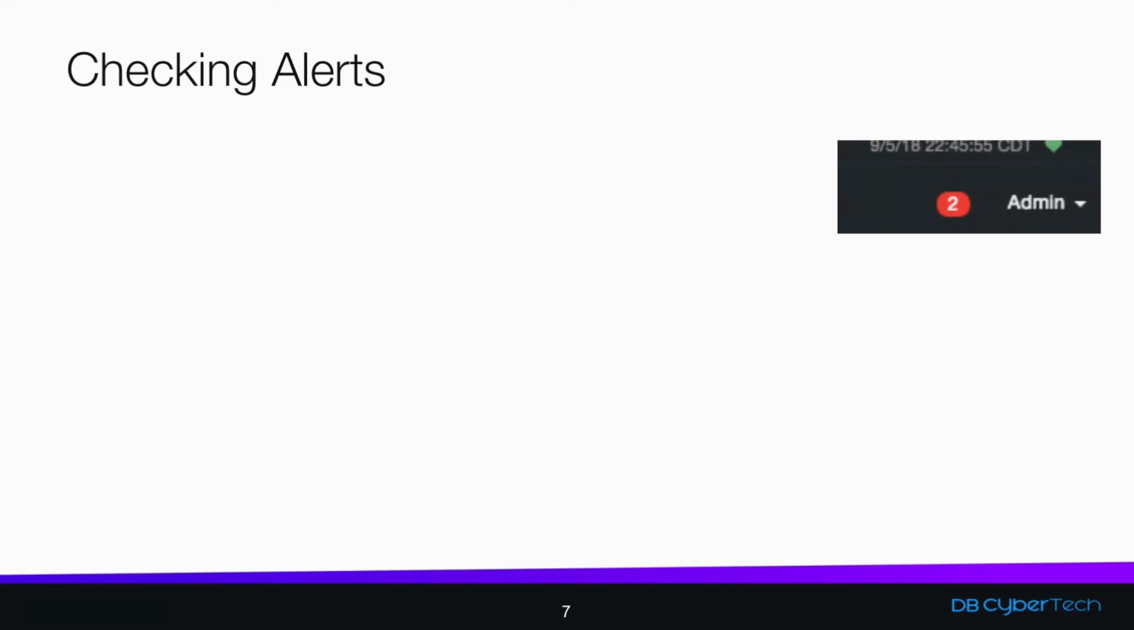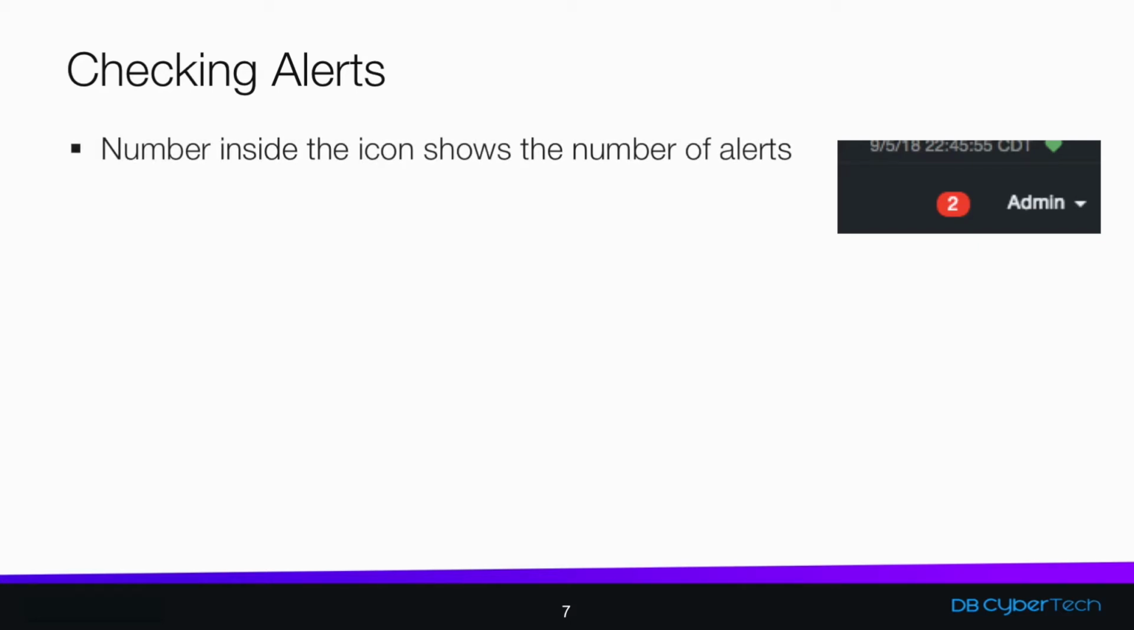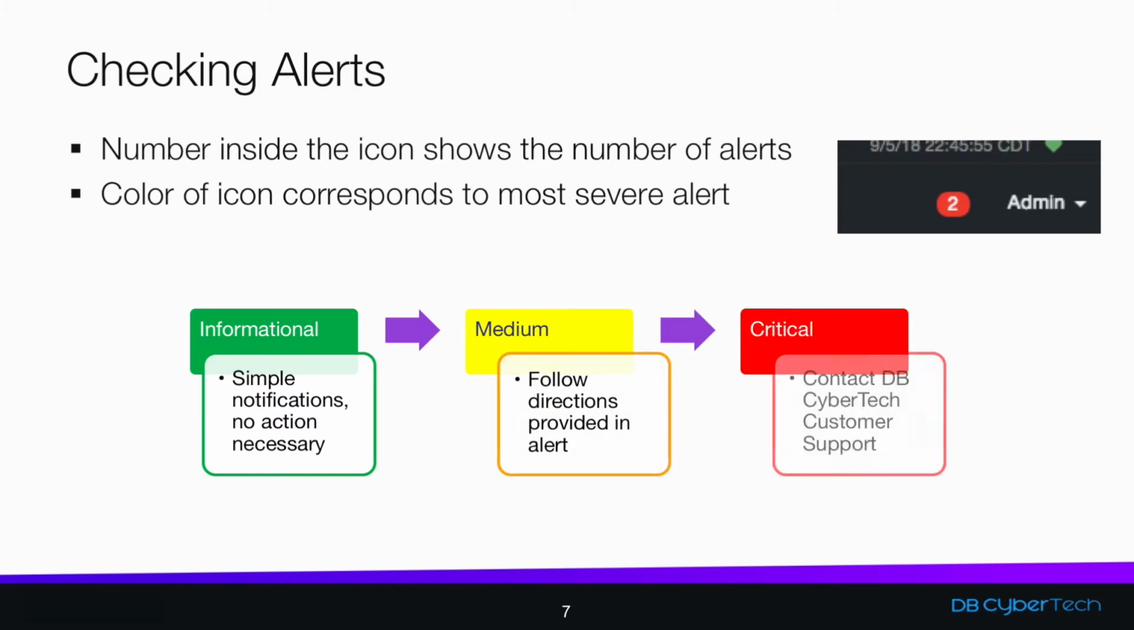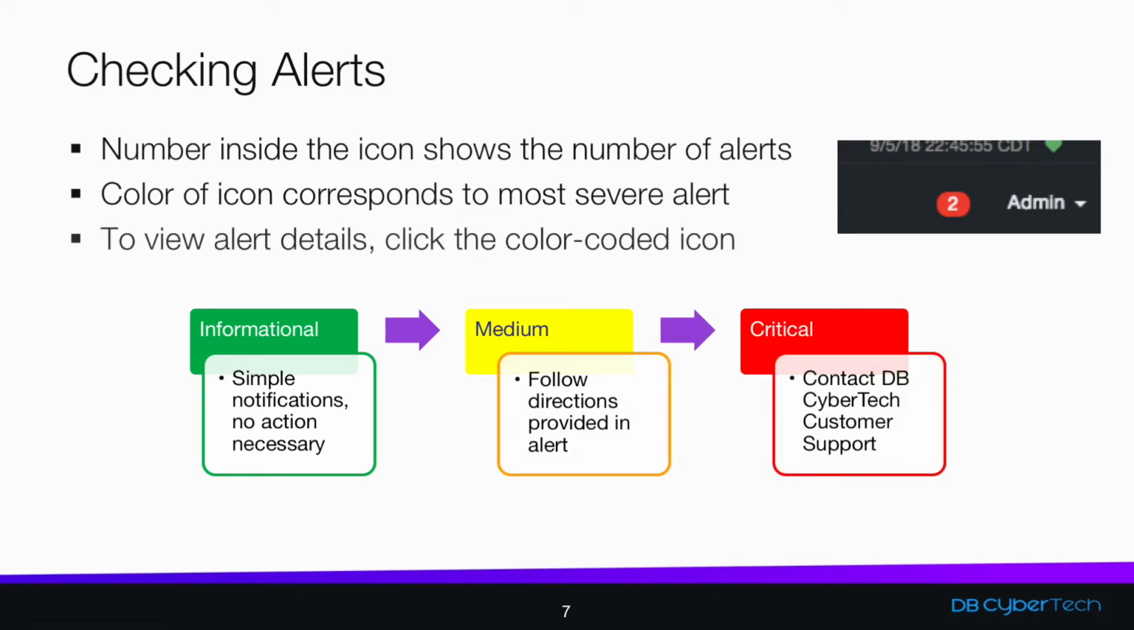Next to your name, you may see a number highlighted in either a red, yellow, or green color. This little bubble is your alert icon, which tells you the number of alerts you have regarding your system. The color of the alert corresponds to the severity of the alert, like a stoplight, where green alerts are simply informational regarding regular functions of the system health.